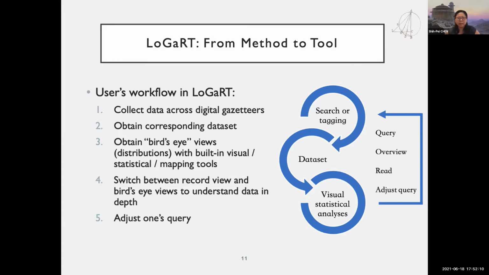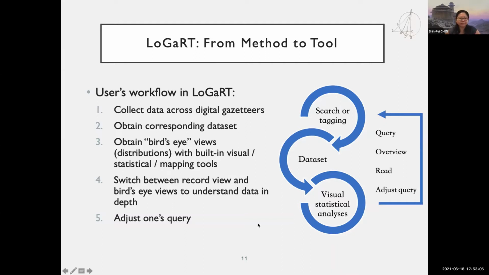And here we also draw out a workflow. A user or a scholar can collect a historical data set via either search or tagging, and then you obtain a data set. In LoGAR, we incorporated several different kinds of visual statistical analysis for you to get an overview, for example, a temporal distribution, geographical distribution, or other kinds of distribution. After you see the overview, you would understand where the unexpected or expected results are. You can also go look into the data, and then you might be able to adjust your query to best reflect what you want to find, and so on.